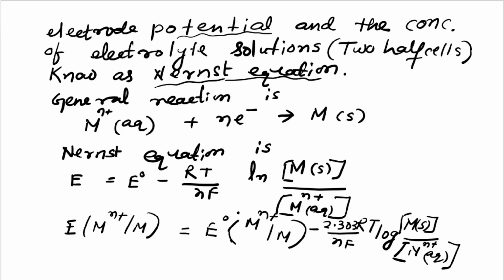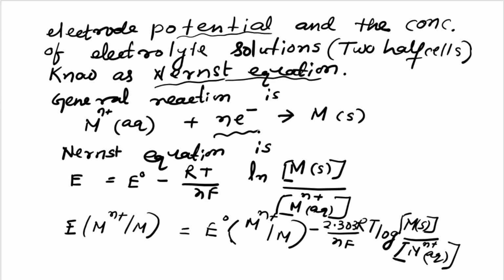In the general reaction, the metal ion gains electrons and changes to solid. Let M plus n electrons, that is, if it takes n electrons, then it gives M. Suppose it is M plus 2, then what will you do? Plus 2 electrons. Two electrons should be accepted.